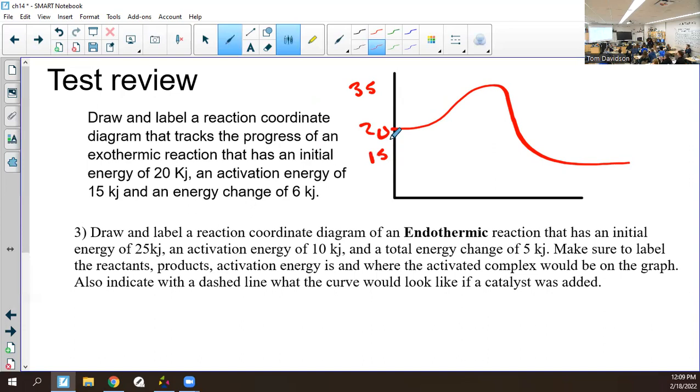Easy enough. Shouldn't that be a 14, not a 15? That is a 14. Oh, my bad. Because it's 20 minus 6. It's the change. It's not from 35. It's from the initial. Okay, you don't have to do this, but the bottom one says a dashed line. If a catalyst was used, it'd look like this. Smaller bump. It'd still start and end at the same level. Easy enough.